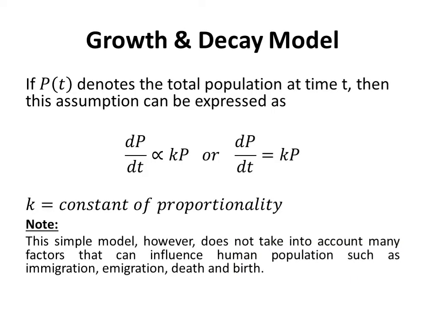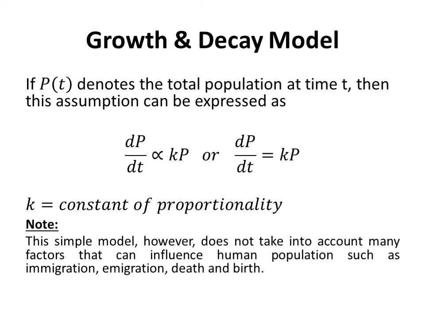The model of population growth is based on the assumption that the rate at which the population of a country grows at a certain time is proportional to the total population of the country at that time. The more people there are at time t, the more people there are going to be in the future. If P of t denotes the total population at time t, then this assumption can be expressed as dP/dt proportional to P, or dP/dt equals kP, where k is a constant of proportionality.